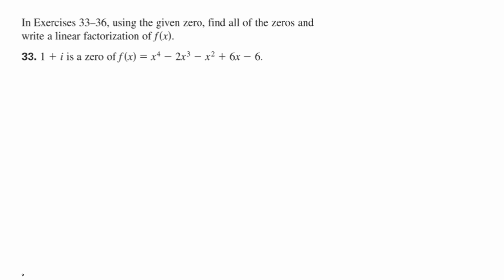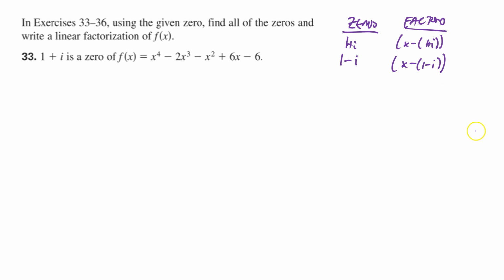So, given the zero, find all zeros and write a linear factorization of f of x. Let's make a list of zeros and factors. So my zeros here, 1 plus i. If 1 plus i is a root, we know we must have 1 minus i because the conjugate root's there. So factors: x minus 1 plus i, x minus 1 minus i.